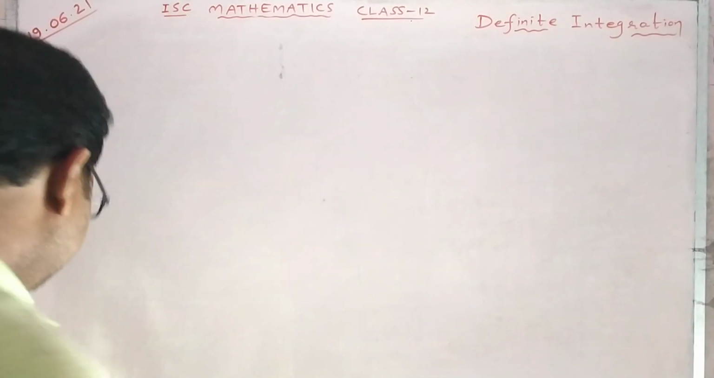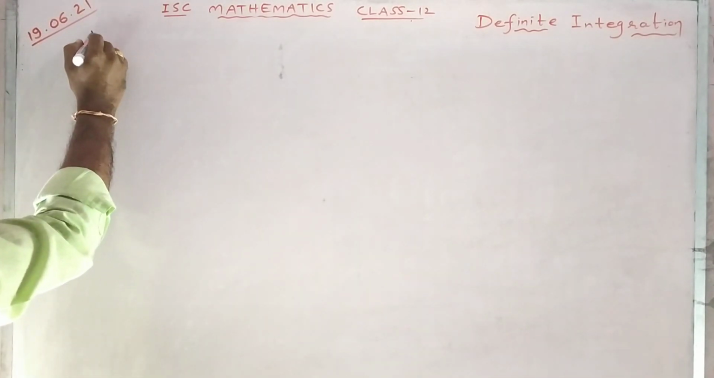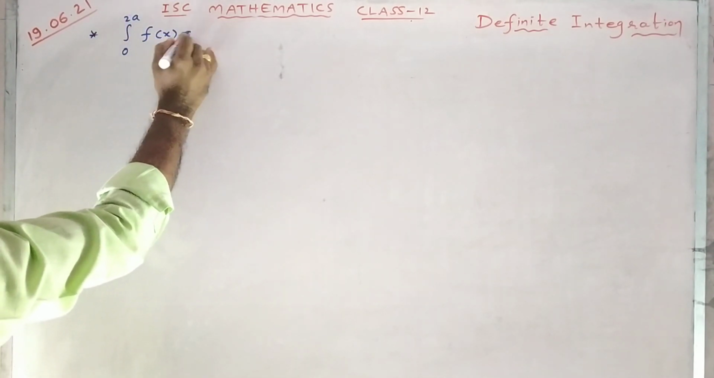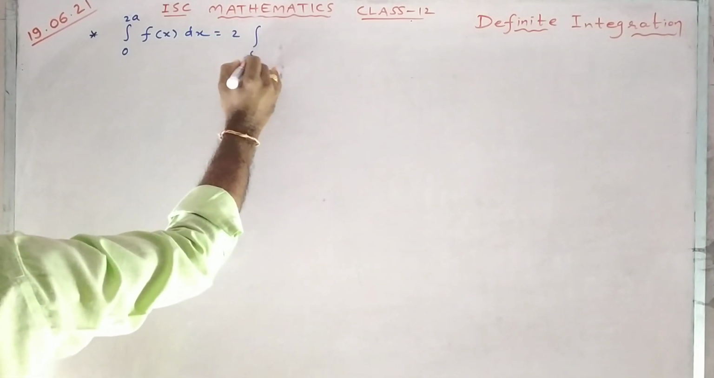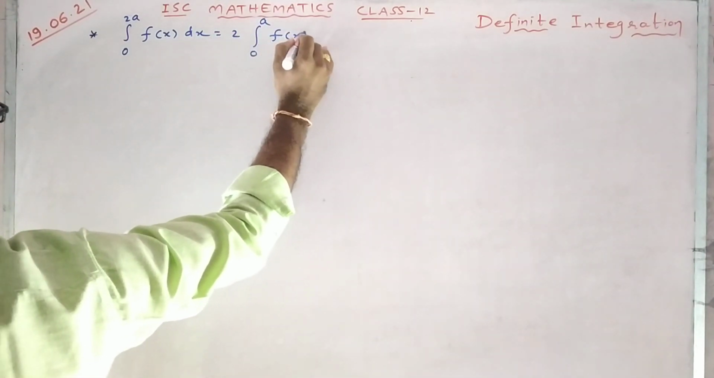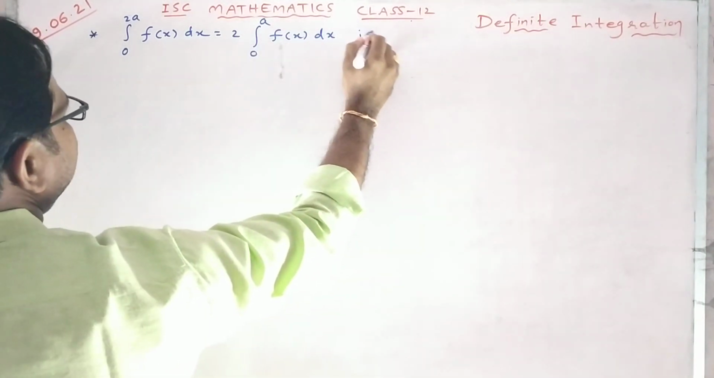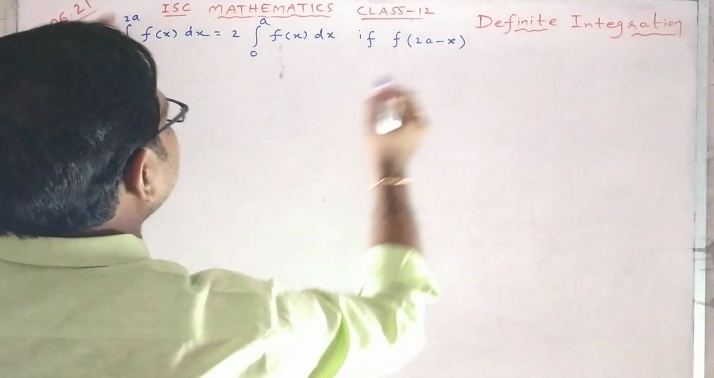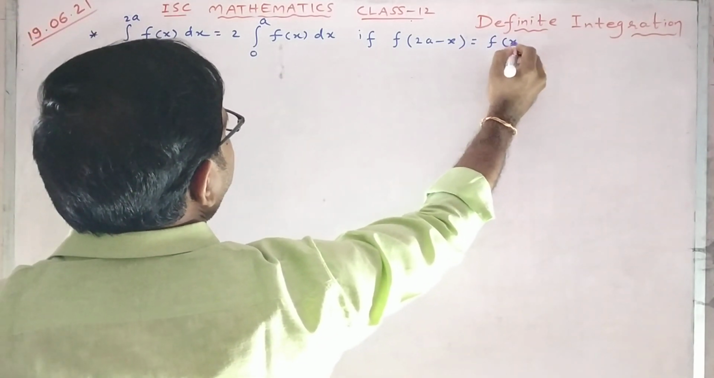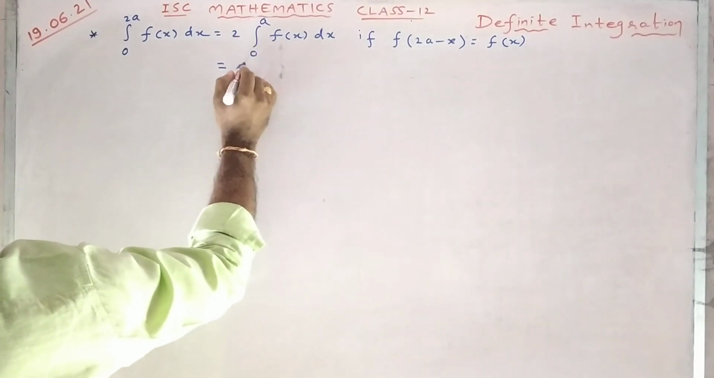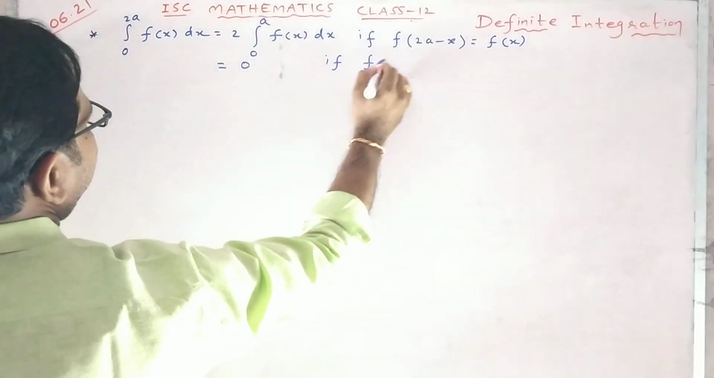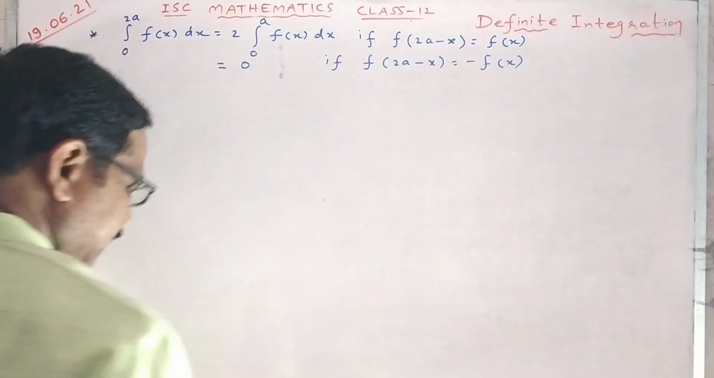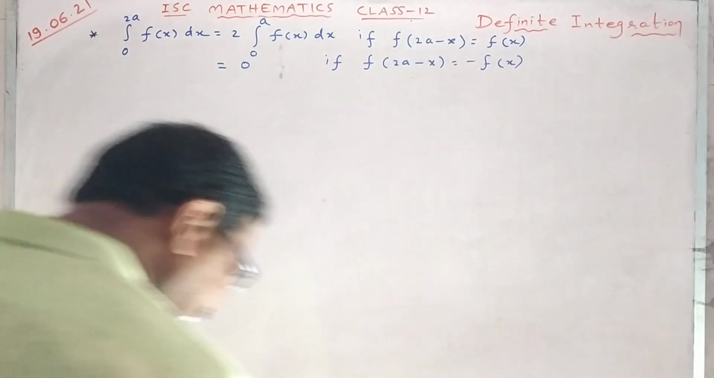In definite integration, let us see the next property, that is integral 0 to 2a f of x dx equal to 2 times integral 0 to a f of x dx, if f of 2a minus x equals f of x, or 0 if f of 2a minus x equal to minus f of x. So this is the property, right?